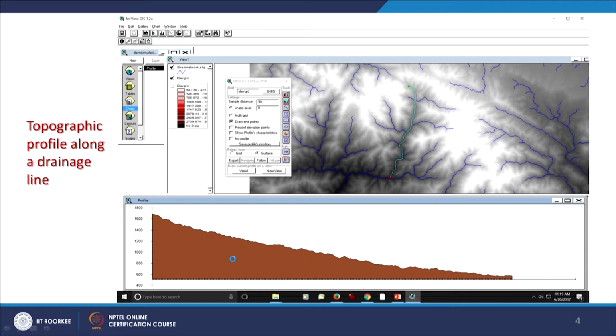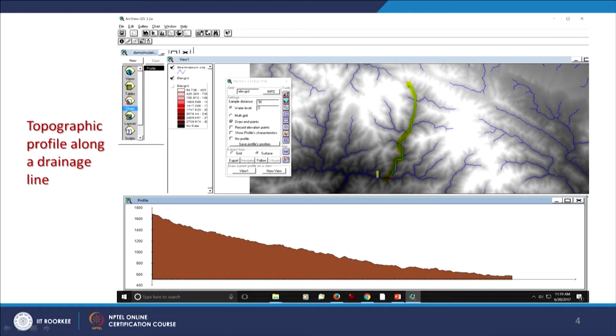Now, when we want to have this cross section or topographic profile along an arbitrary line, which is shown here also, which I will just highlight to show you more clearly, then many times it is not very easy to do it, even in many software. So, one has to search for that specific tool.